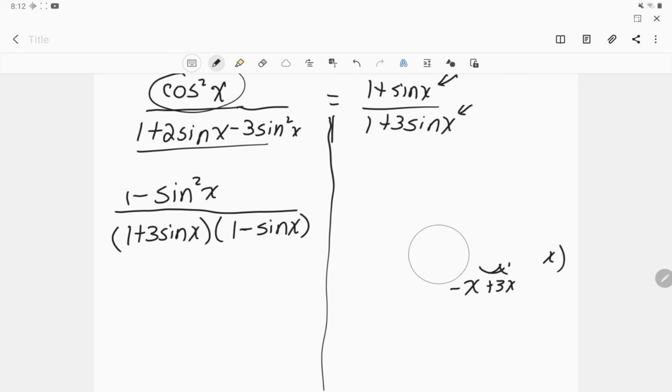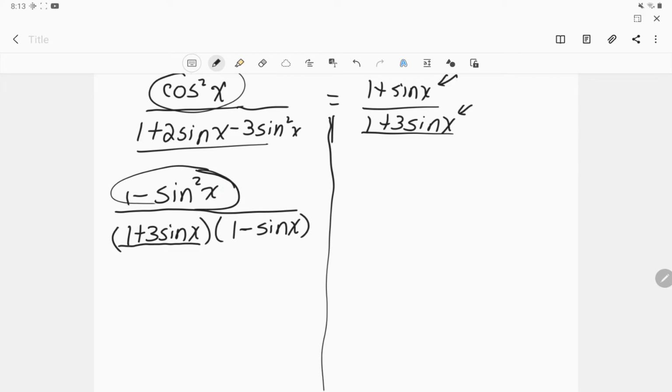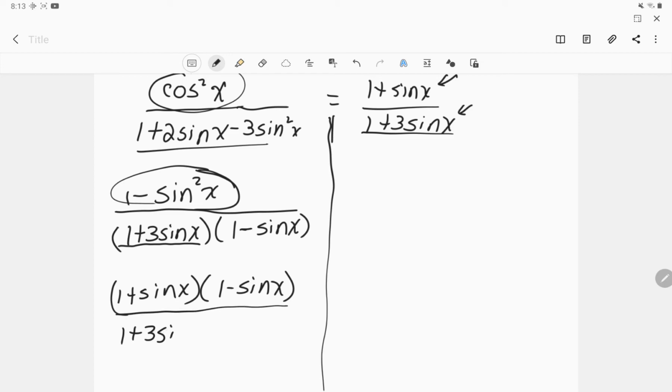What I notice is over here on the bottom, I have 1 plus 3 sine x. Over here, I have that on the bottom, but I have this extra piece. Now, 1 minus sine squared x is actually factorable. That's a difference of squares. I can make that 1 plus sine x times 1 minus sine x. That will give me 1 minus sine squared x. On the bottom, I still have 1 plus 3 sine x and 1 minus sine x.